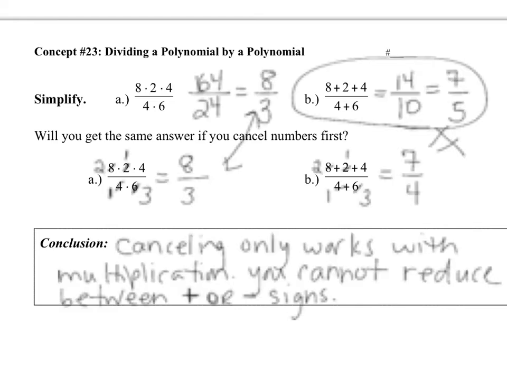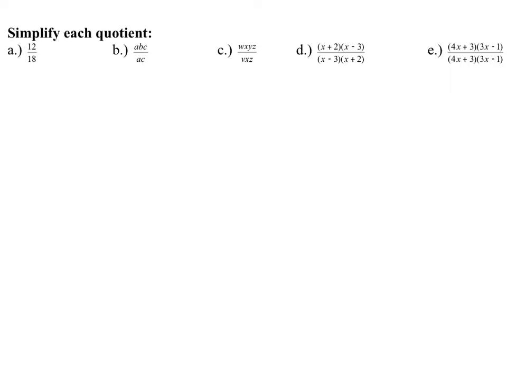Now, the reason that we go over this is because this is going to help us when we start dealing with dividing a polynomial by a polynomial with variables. So let's take a look at the problems below. So the first one, 12/18. If I were to say simplify this, well, we would look at 12/18 and say, all right, I know that 12 and 18 are divisible by 6, and 12 divided by 6 is 2, and 18 divided by 6 is 3.